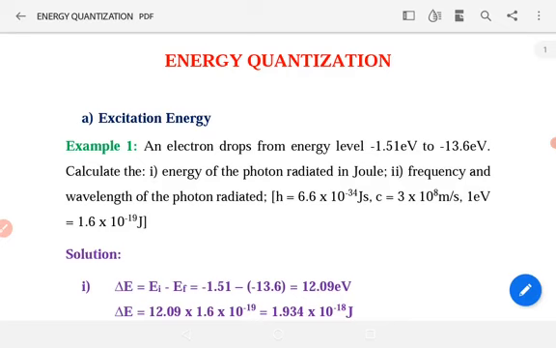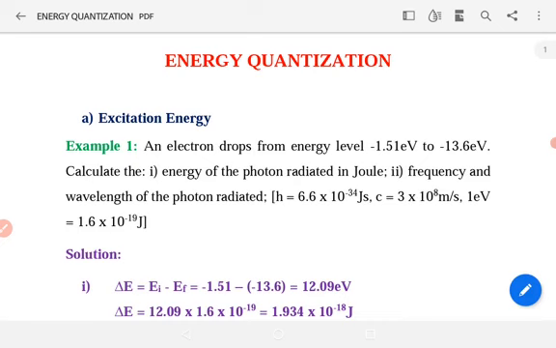Today we are going to be considering energy quantization calculation. That is, we are going to be looking at past examination questions from this topic, energy quantization. And you will agree with me that this topic has up to 3 or 4 subtopics, and we shall be considering at least one question under each of these subtopics.